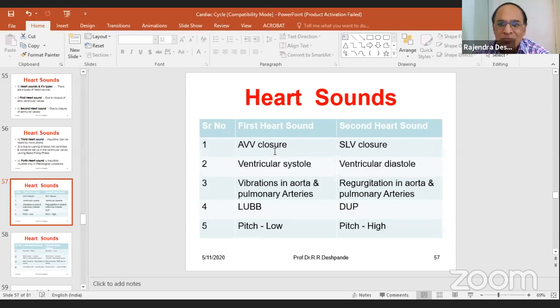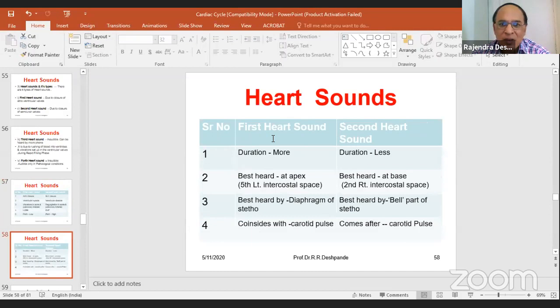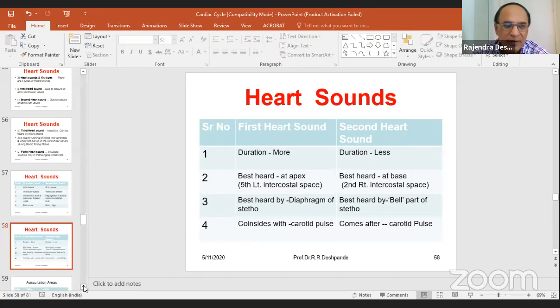Pitch is low in the first and high in the second heart sound. The first heart sound duration is more, lup, and the second, dup, duration is less. This is just for remembering purposes, okay? The first is best heard at the apex. Where is the apex of the heart? All these questions are for your oral and practical examination. It is best heard at the apex, fifth left intercostal space. The second heart sound is best heard at the base, that is the second right intercostal space. The first is best heard by the diaphragm of the stethoscope and the second by the bell. The first heart sound coincides with the carotid pulse, and the second comes after the carotid pulse. Okay. Let us move further.